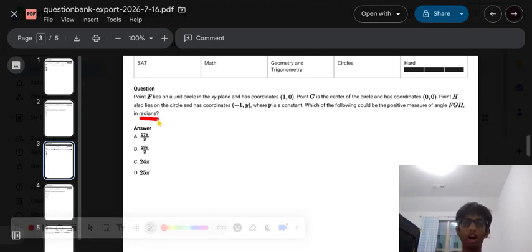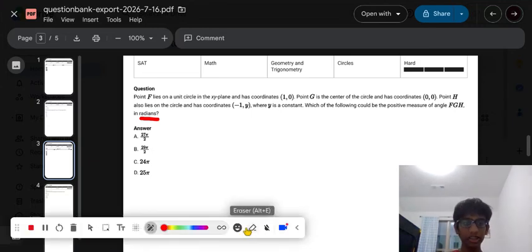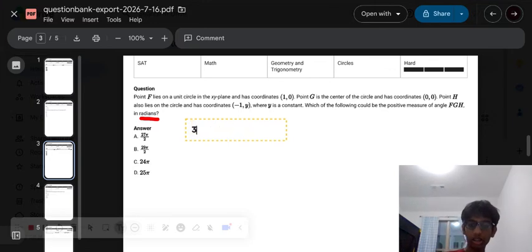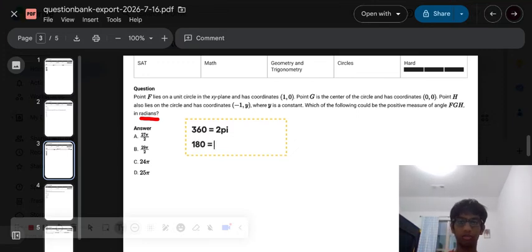Okay, so what are radians? Well, radians is just another way to express degree measure, but usually it's used for stuff like polar coordinates. There's a conversion, and this is really important to know: 360 degrees is equal to 2 pi radians, or 180 degrees is equal to pi radians. So that's the conversion that you need to know.